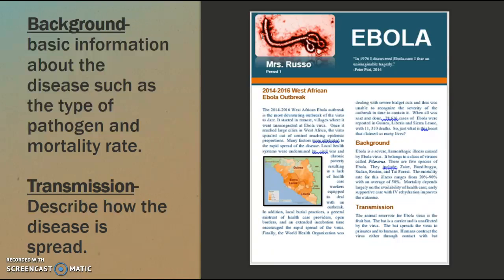Next, you'll need to have a section titled Background and then Transmission. And the background section is where you're going to describe any basic information about the disease, such as what kind of pathogen it is and maybe its mortality rate. And transmission describes how the disease is spread, person to person, animal to human, respiratory, things like that.